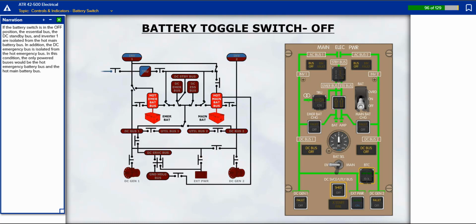If the battery switch is in the off position, the essential bus, the DC standby bus, and inverter 1 are isolated from the hot main battery bus. In addition, the DC emergency bus is isolated from the hot emergency bus. In this condition, the only powered buses would be the hot emergency battery bus and the hot main battery bus.